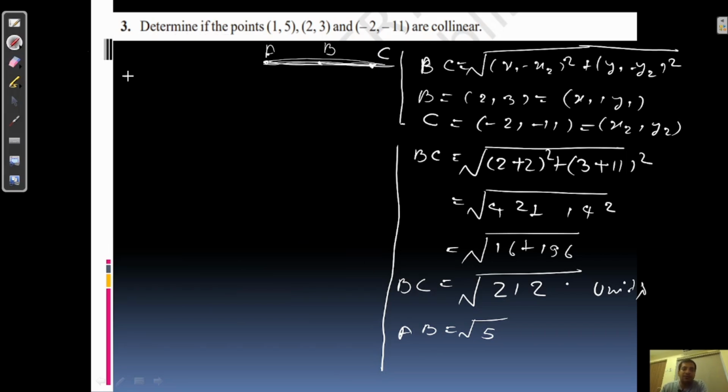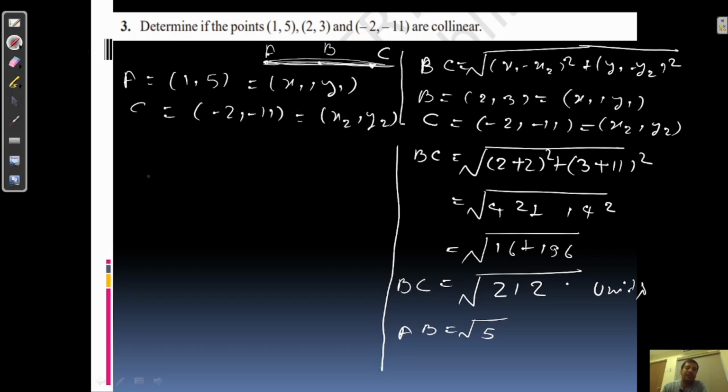So now we are going to find the distance between A and C. As you can see, A is (1, 5), we have already written. Now we will take it as x1, y1. And the value of C I am going to take (-2, -11), which I will say is x2, y2. Now I am applying AC.